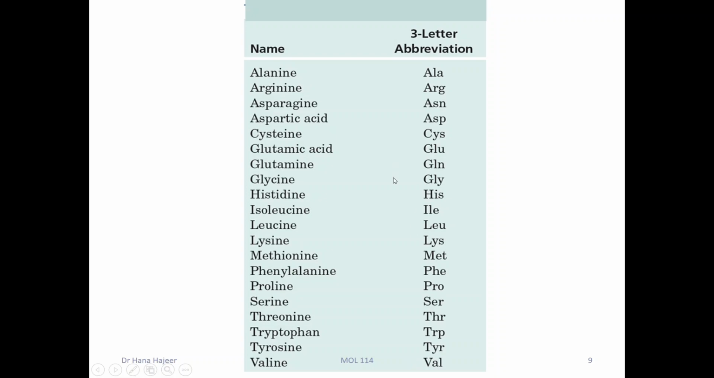It's very important that you remember the abbreviation because you might get a question where you have GLN, and you need to know that GLN is glutamine, not glutamic acid, okay? Some of them, like glutamic acid and glutamine, have the first three letters in common, so you have to know the abbreviation. Similarly, aspartic acid and asparagine. Usually when you have an N, it is the one that ends with glutamine. So make sure you familiarize yourself not only with the names, but also with the abbreviation.